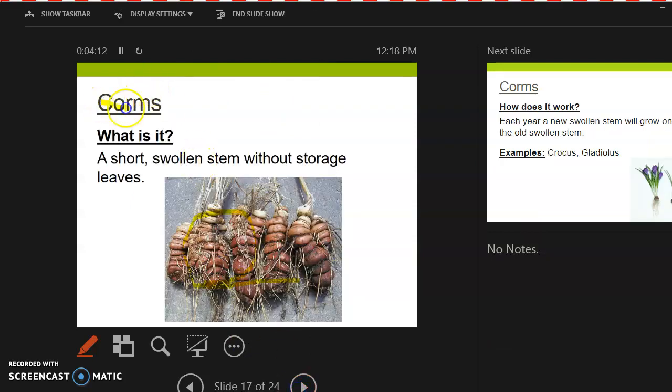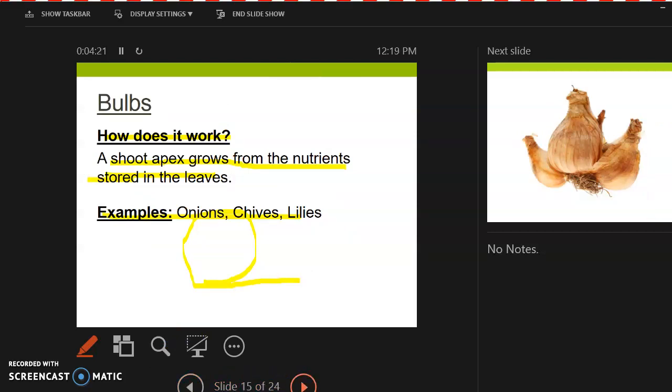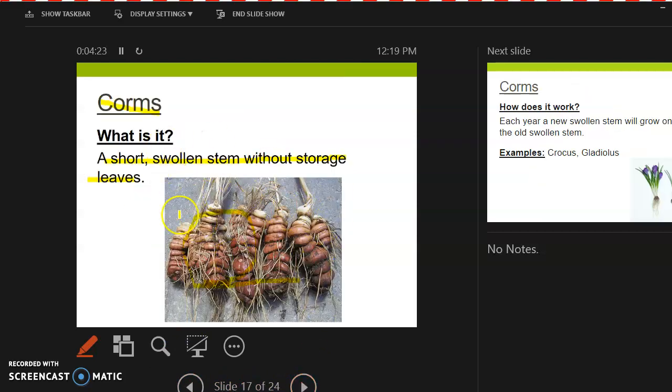So corms is a short, swollen stem without storage leaves. Okay, so think about a bulb has storage leaves. Okay, this one does not. It kind of looks like they're stacked on top of each other.